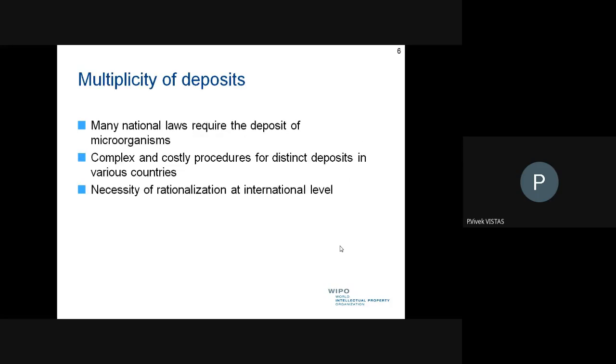Multiplicity of deposits. So where can we do it? Instead of storing in one place, we can store it in different places. Many national laws require the deposit of microorganisms. So the complex and costly procedures for distinct deposits in the various countries will differ according to the countries, the cost and the problems for depositing the organisms. So the necessity of rationalization at the international level will be there for depositing the microorganisms.